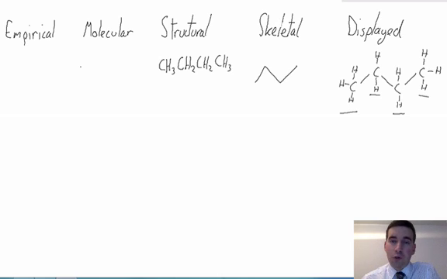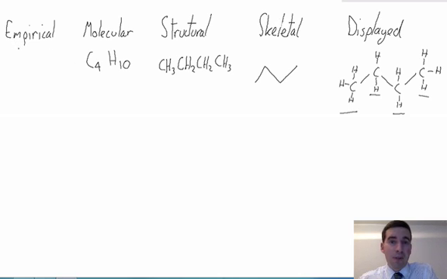Now the molecular formula is an ambiguous formula. You can have different isomers with the same molecular formulae. So the molecular formula just has which elements are involved and how many atoms of that element. So we have 4 carbon atoms and we have 10 hydrogen atoms. So from this you cannot infer the structure. It's an ambiguous formula.